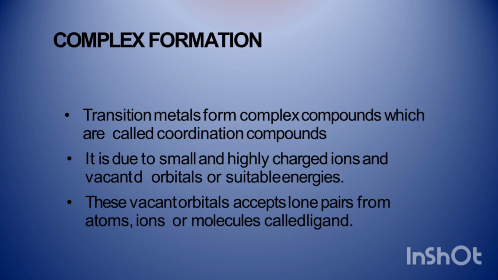Transition elements also form complexes. Transition metals form complex compounds, which are also called coordination compounds. This is due to small and highly charged ions and vacant d orbitals of suitable energies. These vacant d orbitals accept lone pairs from atoms, ions or molecules which are called ligands. Students, in this chapter we are going to study all the details of coordination compounds.